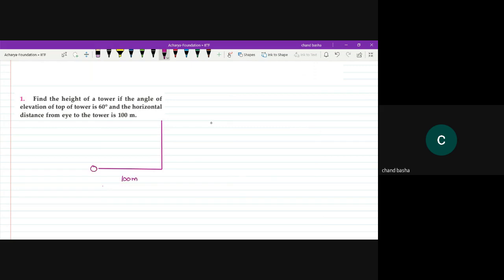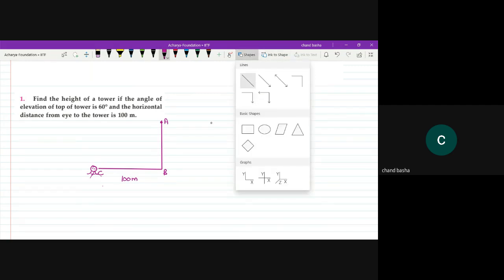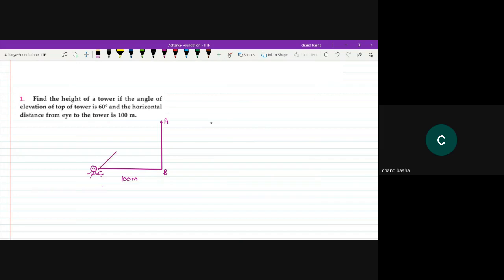And we are standing here, and we people are observing the top of the tower. This is the top of the tower. Can we take this as A, and this is B, and this point is C, right? The angle of elevation is given to you as 60 degrees. Let us join them so that the right angle triangle can be formed. Yes, we people have joined, and this angle is given. It is 60 degrees.